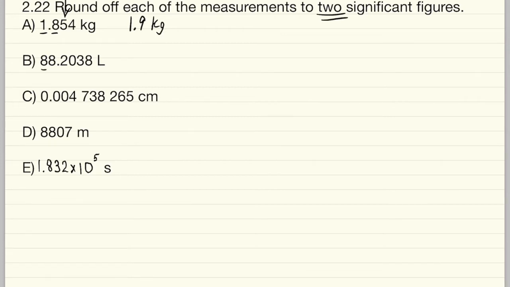In this case, I'm highlighting the 2 digits. I'm pointing an arrow at the next one over. This is less than 5, so I'm going to round it down, and this becomes 88 liters. Okay.